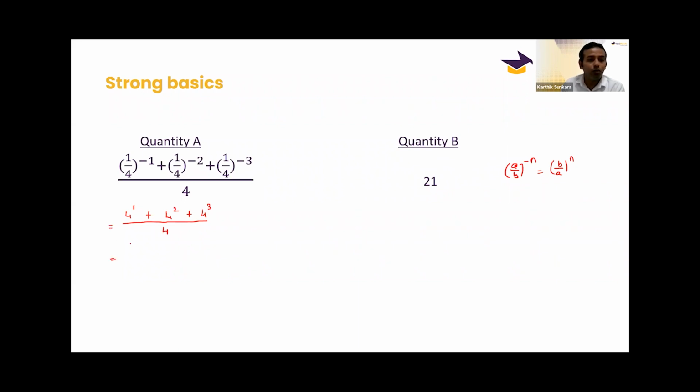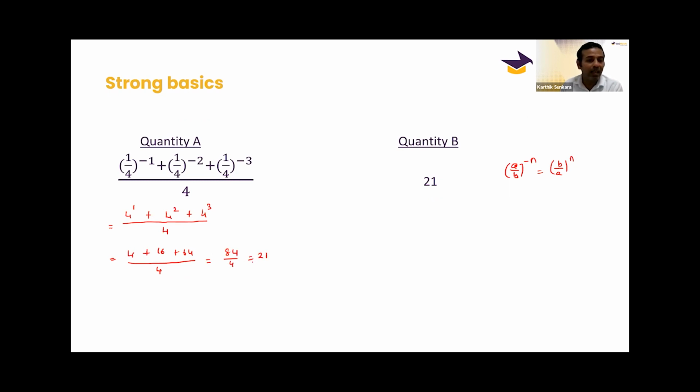So what is 4 to the power 1? 4 to the power 1 is 4. 4 square is 16. 4 cube is 64, whole divided by 4. So this is 4 plus 16 is 20. 20 plus 64 is 84. So 84 upon 4 is nothing but 21.